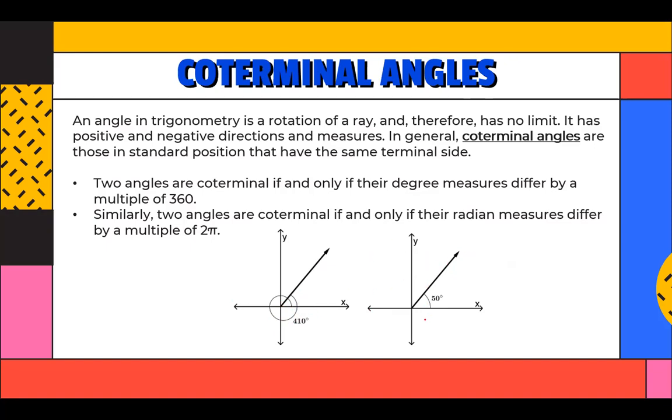But how do we know that both of them are coterminal angles? Let's go back to this definition. Their difference must be a multiple of 360. So let's try to find the difference of these two angles. We'll have 410 minus 50, and this gives us 360 degrees. Therefore, angles 410 degrees and 50 degrees are coterminal angles.